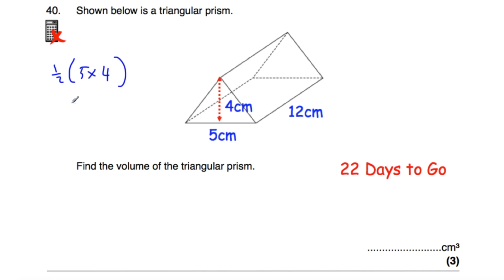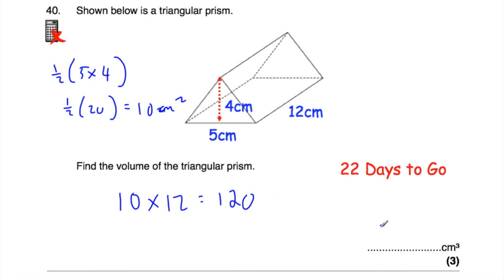So 5 times 4 is equal to 20. So we're going to do half of 20, and that's equal to 10 centimeters squared. So that's the area of the triangle, the area of the cross section. Now we just need to multiply by how long the prism is. So we're going to do 10 multiplied by 12, which is equal to 120. So the volume is 120 centimeters cubed, and that's it.